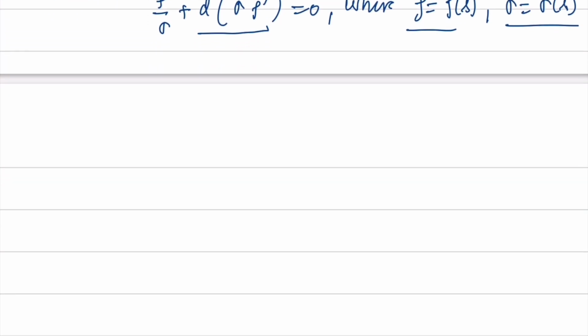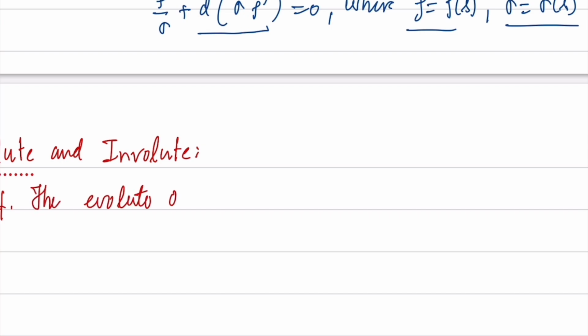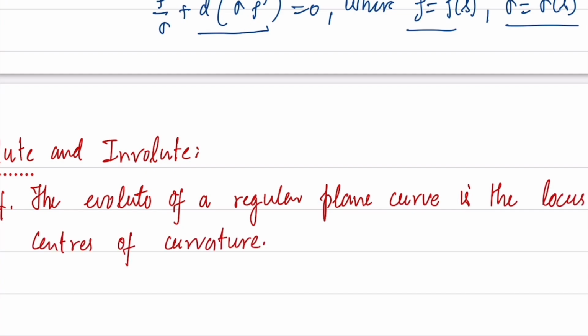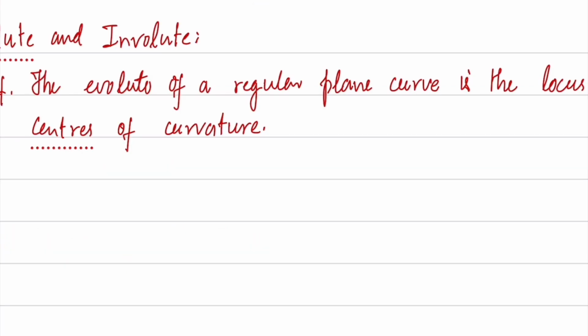Now let's take up another definition, that is evolutes and involutes. We first define what we mean by evolute. The evolute of a regular curve, or we can say a regular plane curve, is the locus of the centers of curvature. In other words, it is the path that is traced by the center of the osculating circle as we move along the original curve.